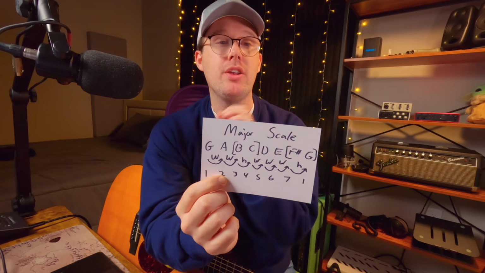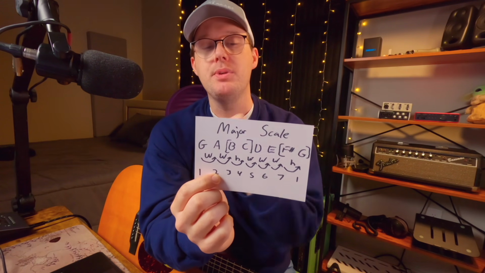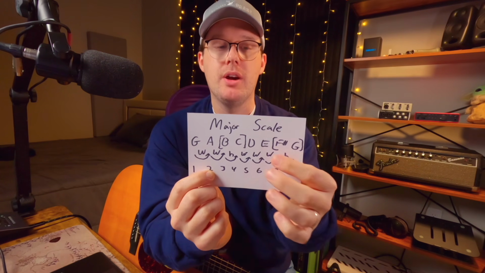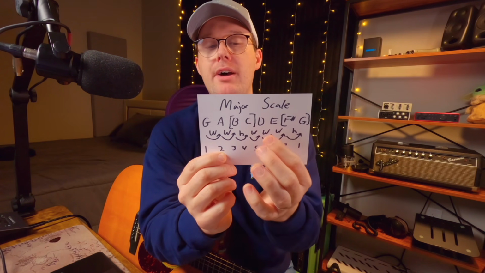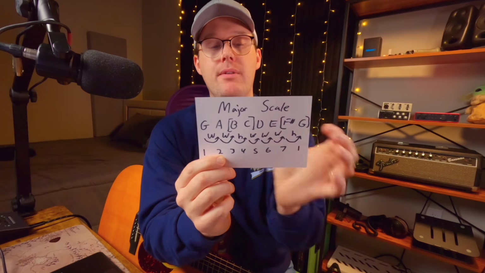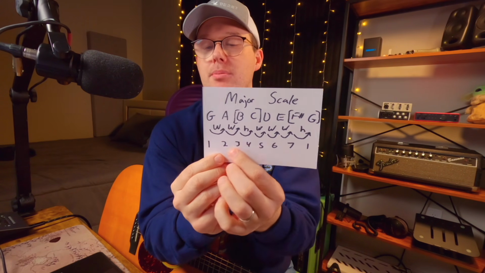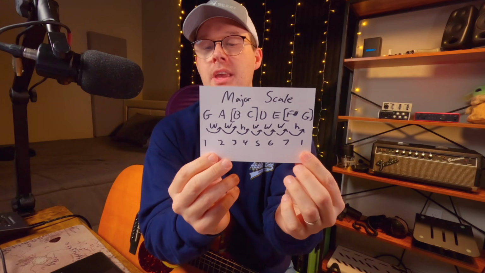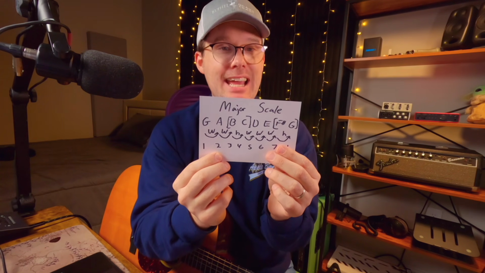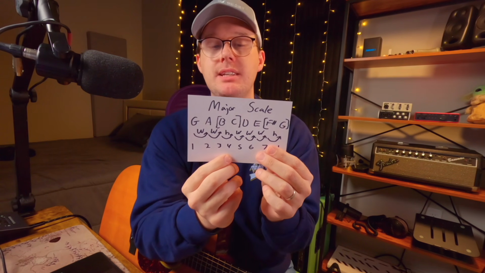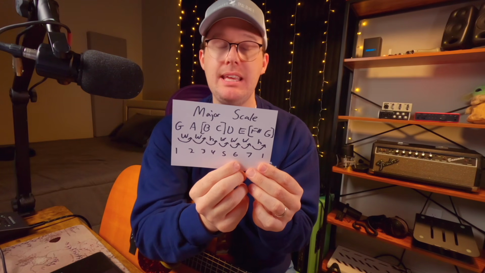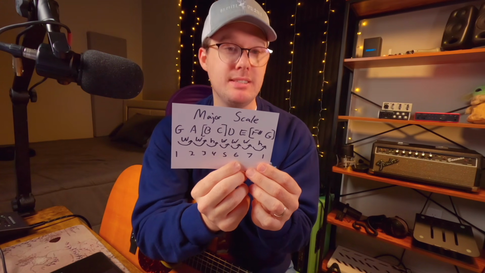Then you need to worry about how many sharps or how many flats we have. G major has 1 sharp. If you use the formula whole, whole, half, whole, whole, whole, half, you have F sharp there. So we assign a number to each of the letters. If I say 1 in G major, 1 is G. If I say 2 in G major, the 2 is A. 3 is B, C is 4, D is 5, E is 6, F sharp is 7, and then we have G again, which is 1.